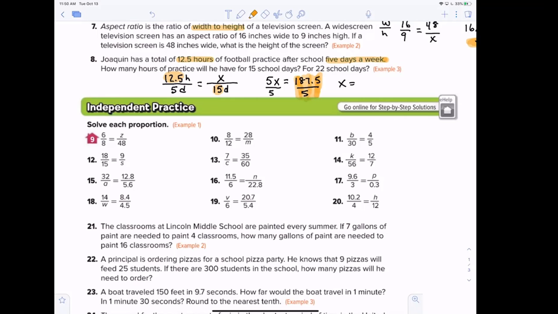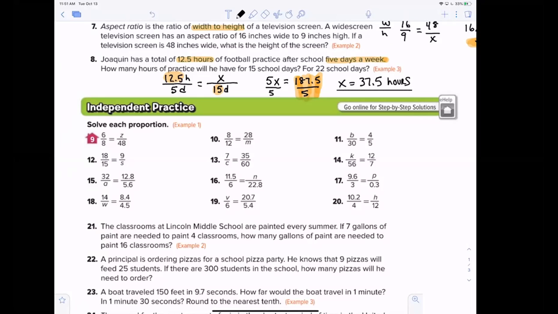187.5. Come here, let me see your calculator. Is there a decimal in there? Oh, you said 375. I thought I heard 375. No, I didn't hear you. You see the decimal, right? Oh, right, yeah. 37.5 what, guys? 37.5 hours. All right, that's only the first answer.